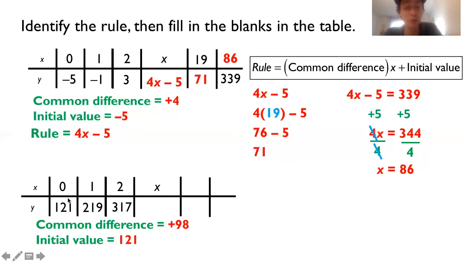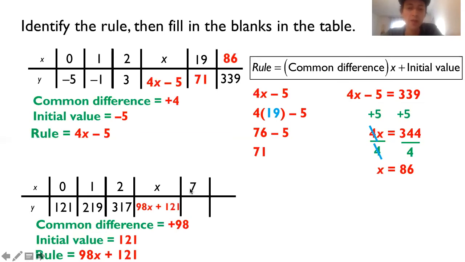By the way, be careful when you're doing the assignment. There is one of these situations where I don't give you the number under the 0. You've got to figure out what it would be, but you can do that if you see the pattern. Anyways, the rule, because it always follows this format, is 98x plus 121.